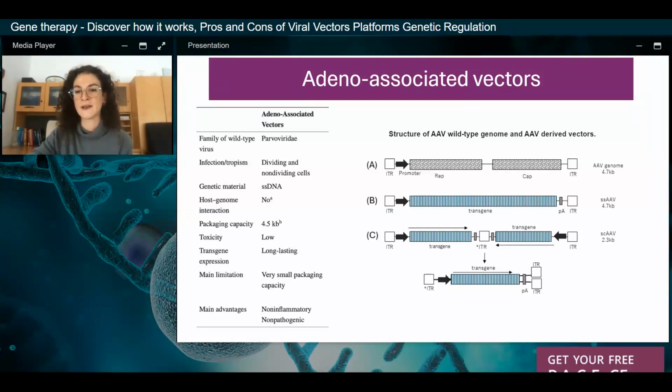So here on the right, I'm showing the wild type genome of the AAV virus with the viral genes, rep and cap, surrounded by the inverted terminal repeats, these white boxes. So the first generation of AAV vectors were developed by substitution of the viral genes with the transgene cassette, flanked by the inverted repeats. These vectors, unfortunately, showed delay in transgene expression due to the fact that a second strand of DNA synthesis is needed to start transcription.